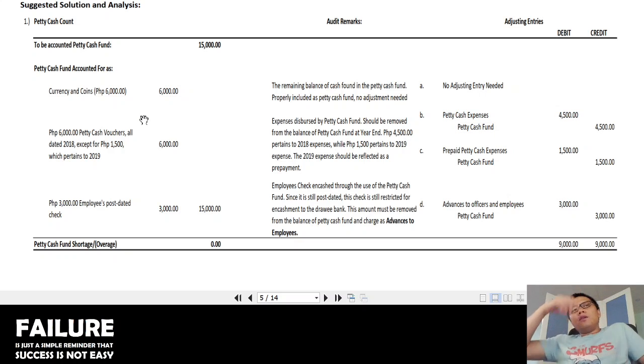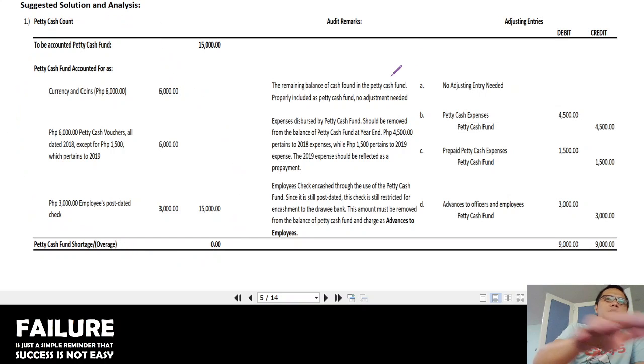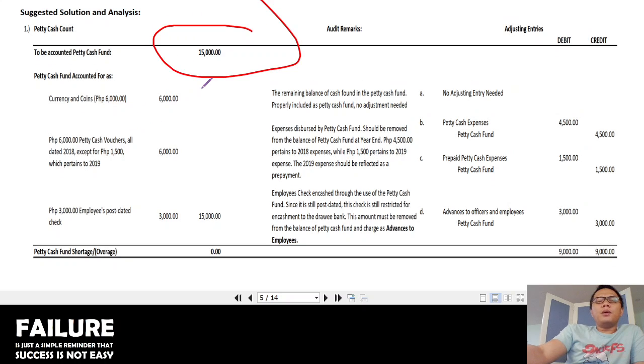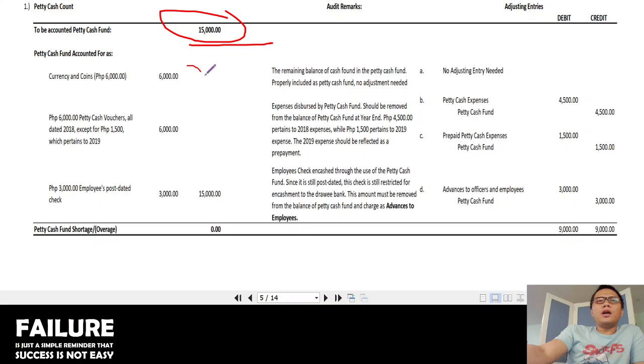Di ba? So, the first thing that we should do in solving this problem is to make the petty cash count. Ito yung petty cash count natin, no? So, sa petty cash count, we are just basically checking kung accounted ba properly ang petty cash fund natin. So, petty cash fund, yan dapat i-account is 15,000.